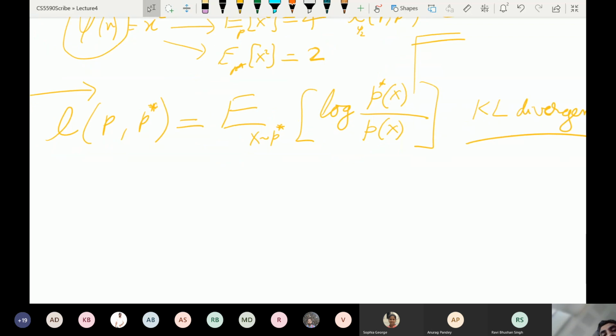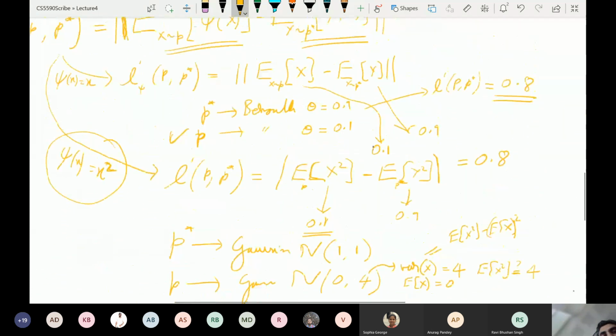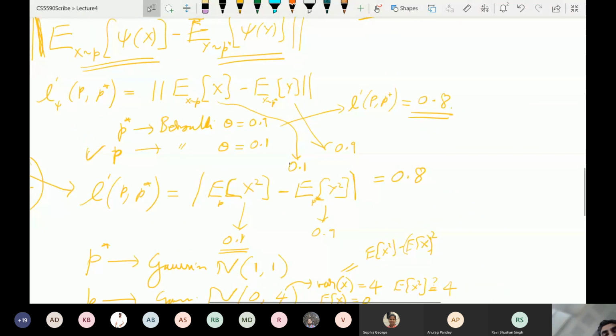Okay. Now let me give you examples. Let's take again the same examples as the previous case, right? Okay, let me mark everything with another color. So what will be the KL divergence loss for these two?